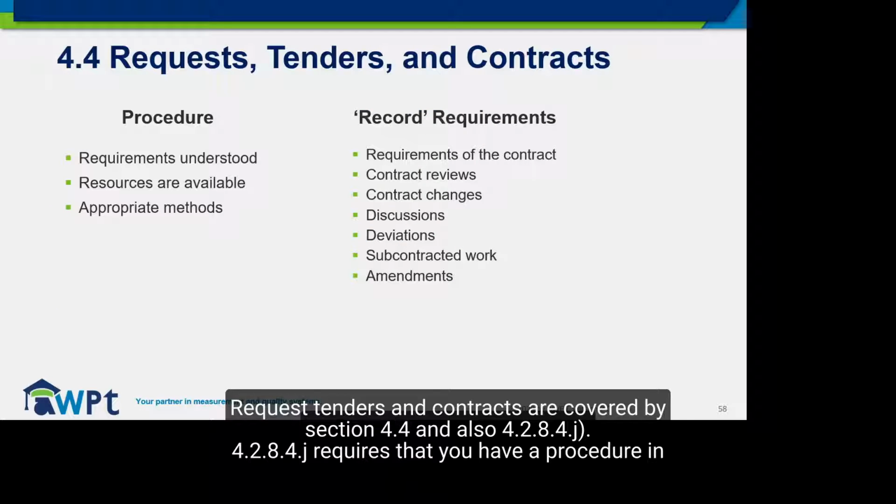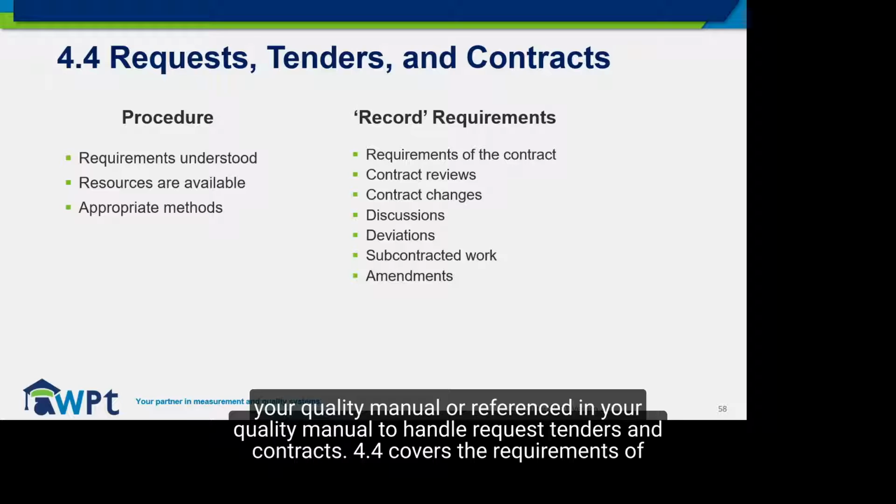Request tenders and contracts are covered by Sections 4.4 and also 4.2.8.4(j). 4.2.8.4(j) requires that you have a procedure in your quality manual, or referenced in your quality manual, to cover request tenders and contracts. 4.4 covers the requirements of that procedure.